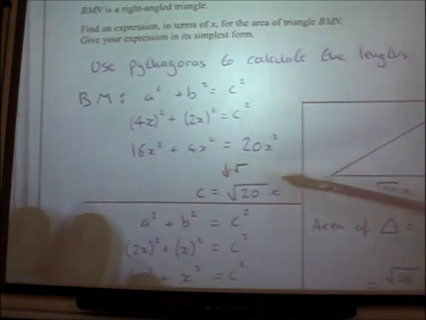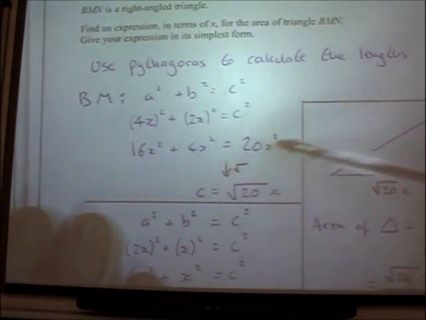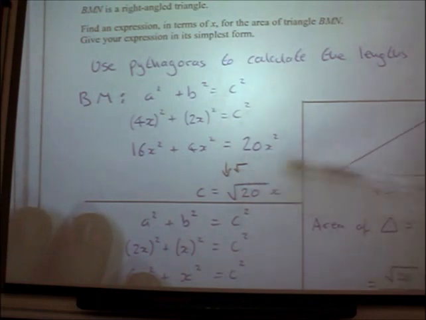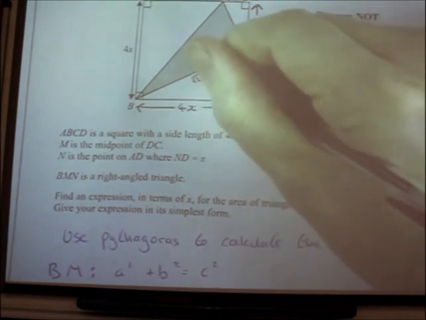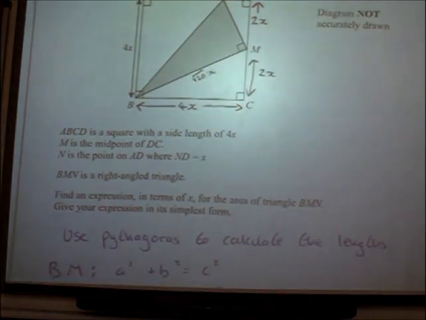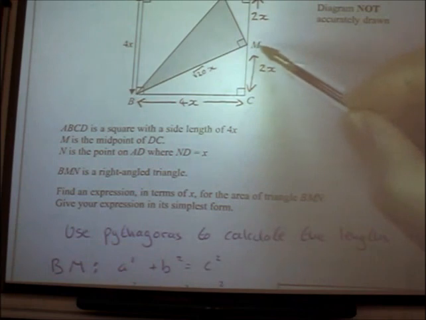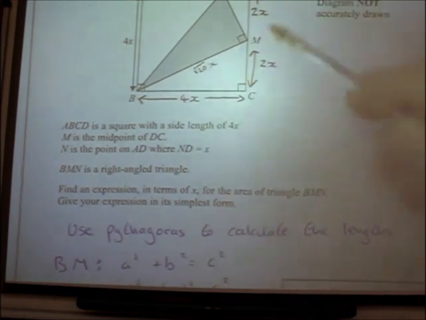Work this through. You'll get c squared is 20x squared. Square root both sides. You get c equals the square root of 20x. So if I wanted, I could write in here the square root of 20x, like that. I'm going to do the same for this one up here, but I'm working out MN.